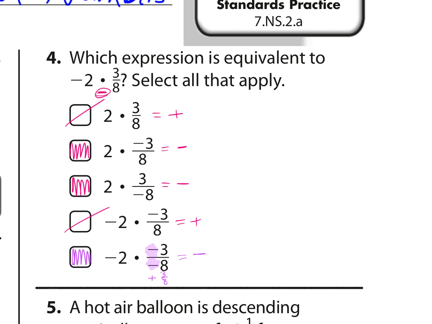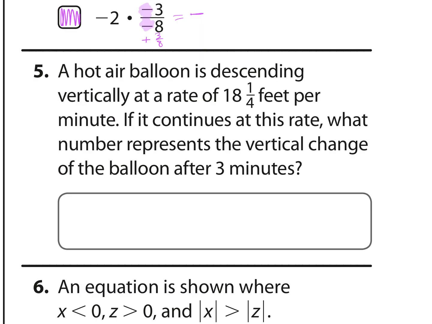Number 5, a hot air balloon is descending vertically at a rate of 18 1/4 feet per minute. If it continues at this rate, what number represents the vertical change of the balloon after 3 minutes? So it's descending 18 1/4 feet per minute, and we're talking about 3 minutes. So it's descending or dropping 18 1/4 per minute for 3 minutes.